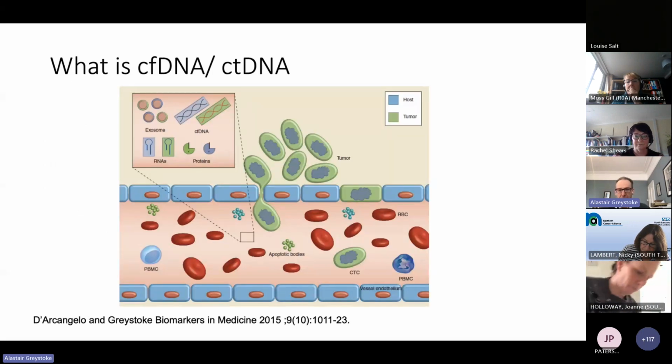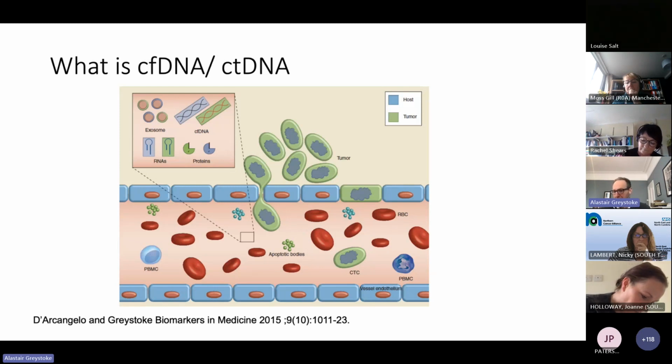Just to start off very basically with terminology, you'll hear people talking about circulating tumour DNA and also circulating free DNA. What's meant by those? Circulating free DNA is something that we all have. Going around our bloodstream, there will be small amounts of DNA in our blood. In general, in a healthy person, that is being released by white blood cells, and it will be broken down and cleared from our circulation relatively rapidly. It's probably got a half-life in the circulation of only a few hours.